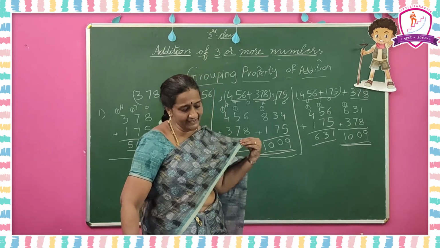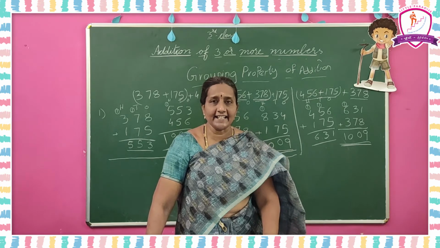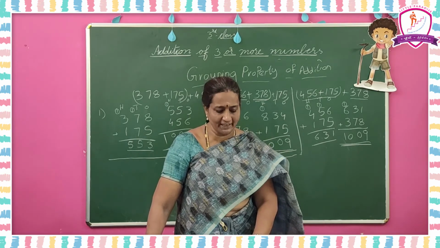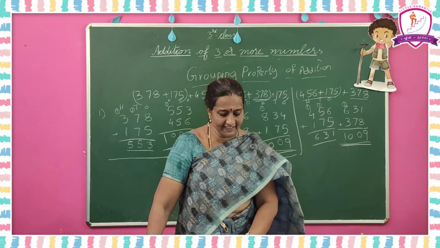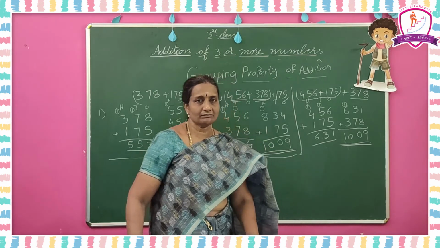Once again, I read the property. While adding 3 or more numbers, the numbers can be grouped in any way. The sum remains the same. Okay.